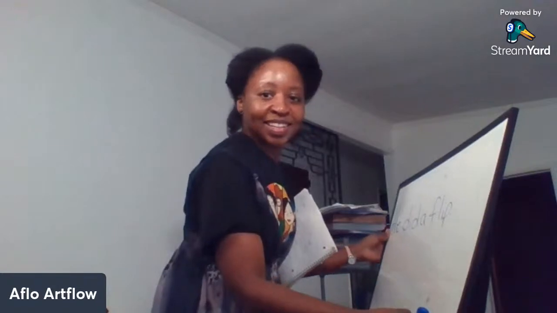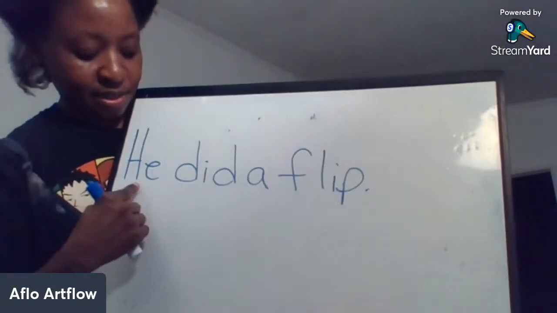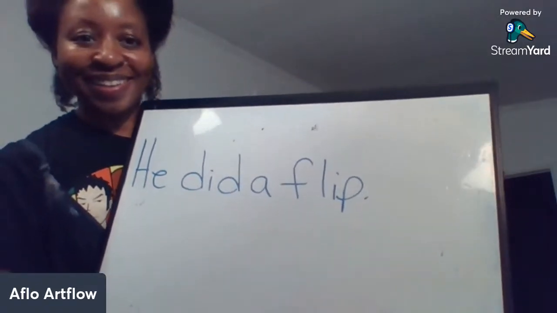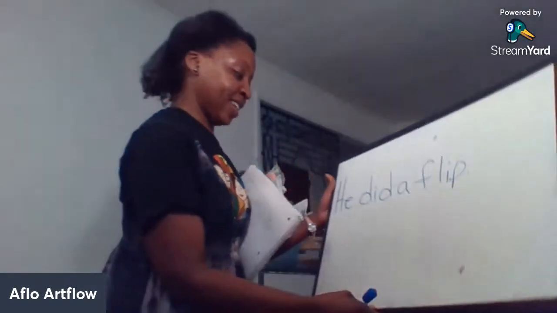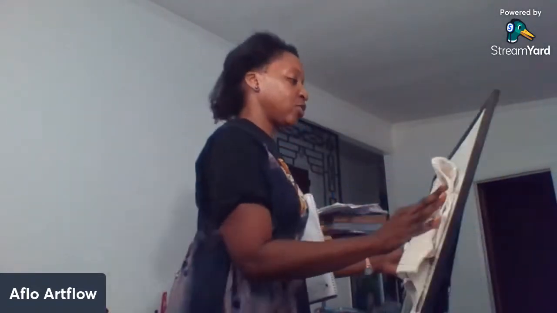Excellent, Manny 36. That is correct. Here we go: He did a flip. And then I have a period at the end. Okay, there we go. Let's write the next sentence. She can drive a car.